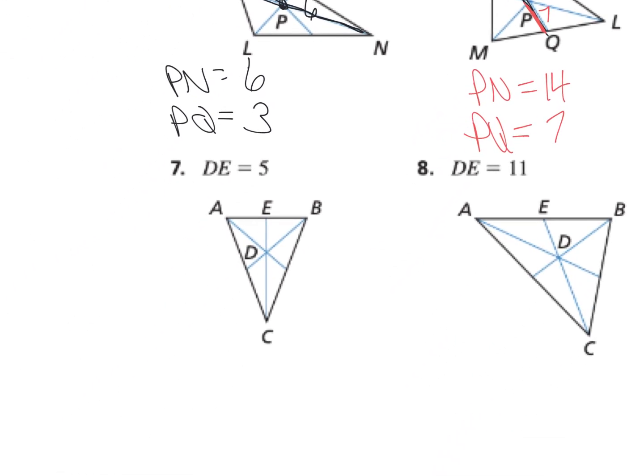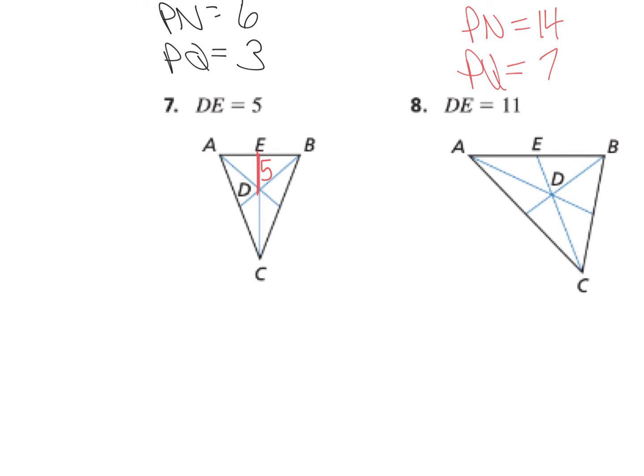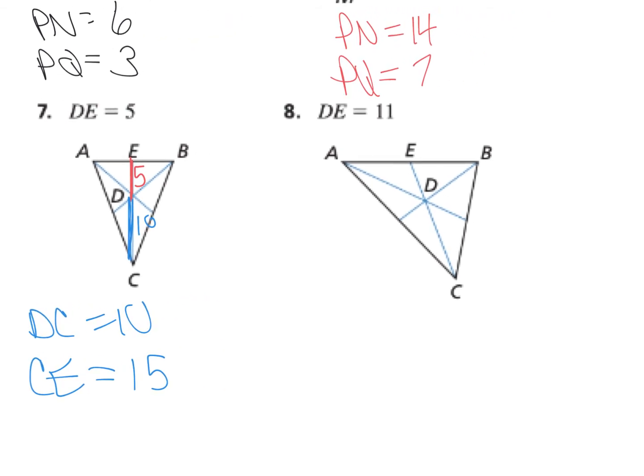Down here on the bottom, we have to be a little bit more careful and read our directions. It says DE. That's the short part of the median. That's 5. Well, that's 1/3 of the way across. So if DE is 5, DC, the rest of the way across, is going to be 2/3, which is double that, which is 10, which means DC would be 10. And then if we want to know the length of the entire median, it would be 10 plus 5, which is 15.